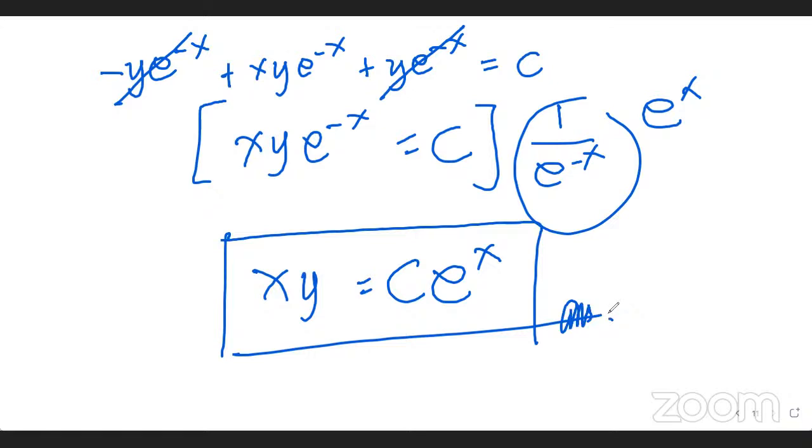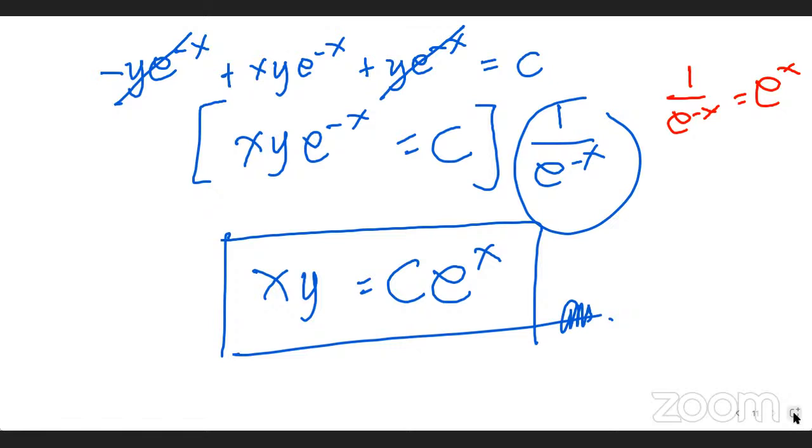Questions? Yan, burahin ko na lang ito baka ma-confuse kayo. Basta, yan, FYI lang, di ba? 1 over e raised to negative x is equal to e raised to positive x. Or pwedeng irekta mo na i-multiply mo yung e raised to positive x dito. Okay. Can you move on to the next example?